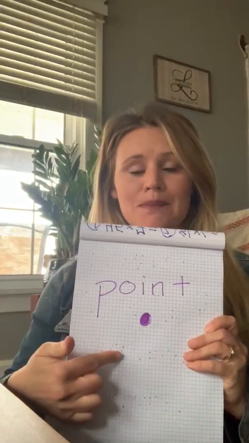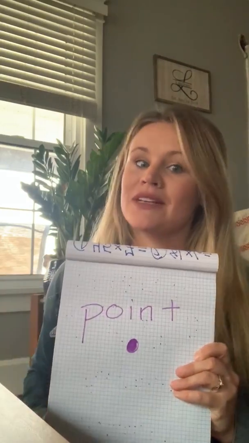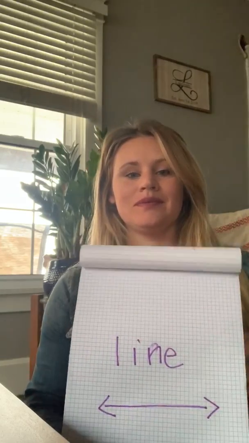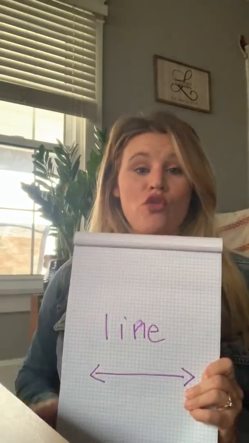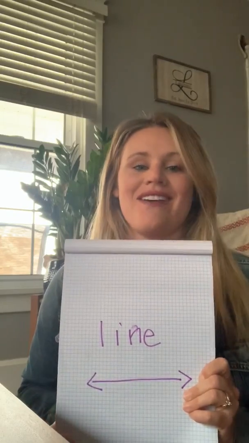Now to start the lesson. First, I have a few pages of vocabulary that I just want to go over with you. All of this should be review for you guys. So the first one is a point, a specific spot in space. Next is a line. A line will go on forever and ever and ever.